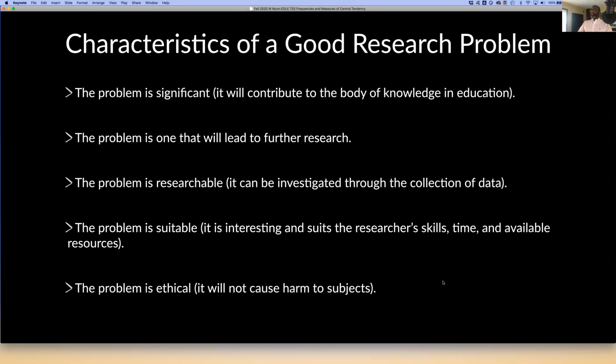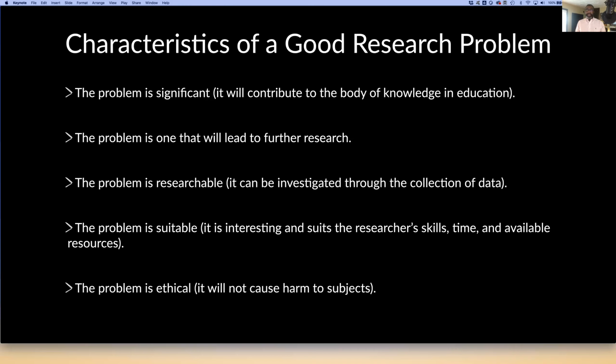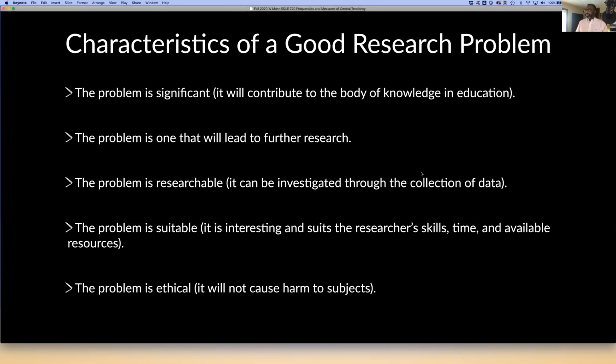The problem is suitable if it is interesting and suits the researcher's skills, time, and available resources. And is the problem ethical? We talked about that last week. We don't want to cause harm to anybody that we're collecting data from or running analysis on. We want to leave the research site, the participants, or whatever we're dealing with just the same as it was before we got there. We want to cause no harm.